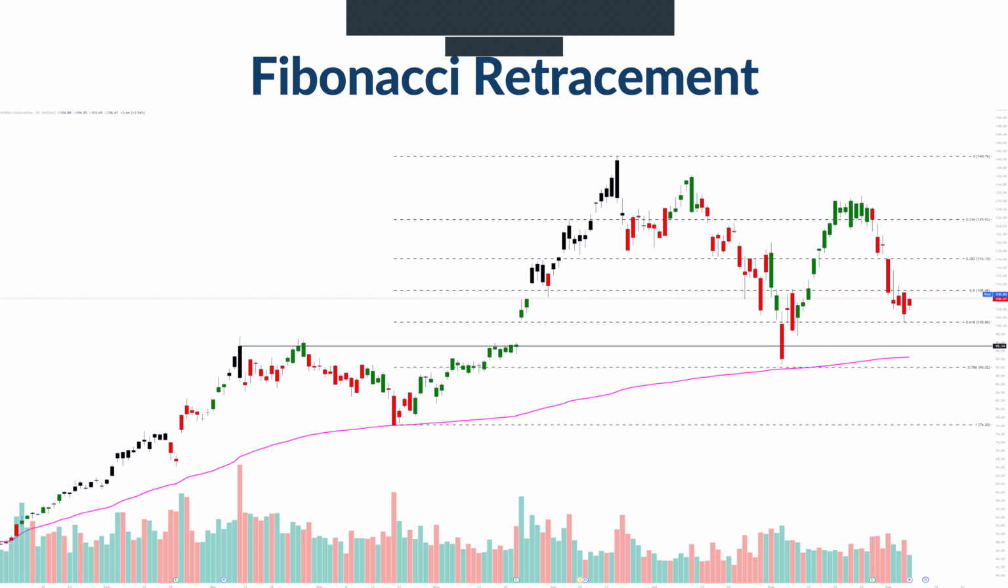But then you got the move back, right? The move back only retraced all the way back up to 23.6. So it is a little bit short of that ultimate goal of the 100% retrace. You're not going to quite get it.